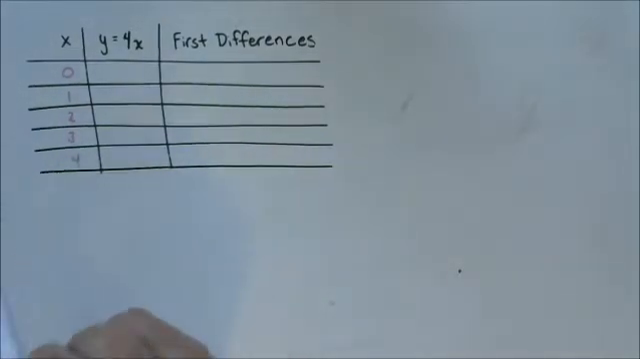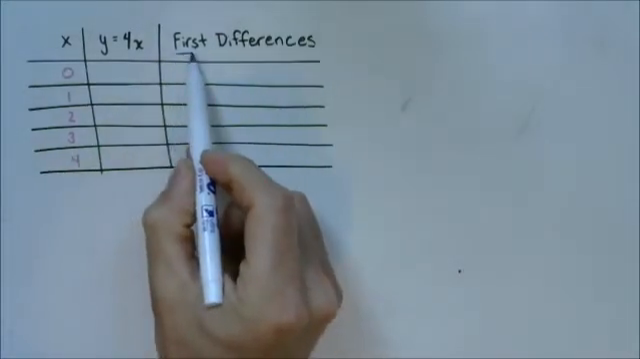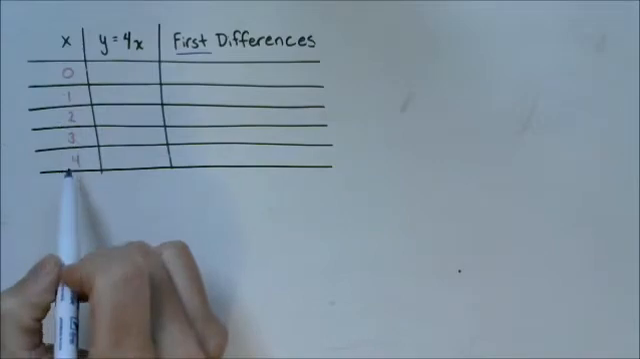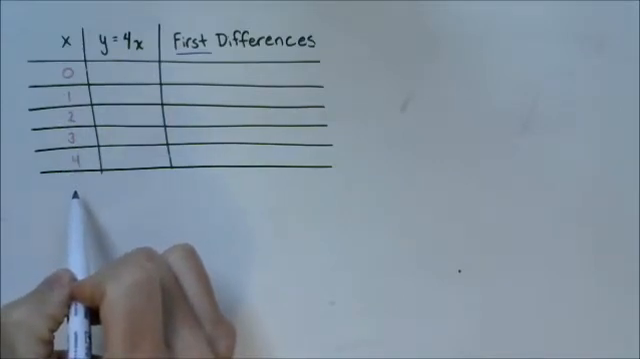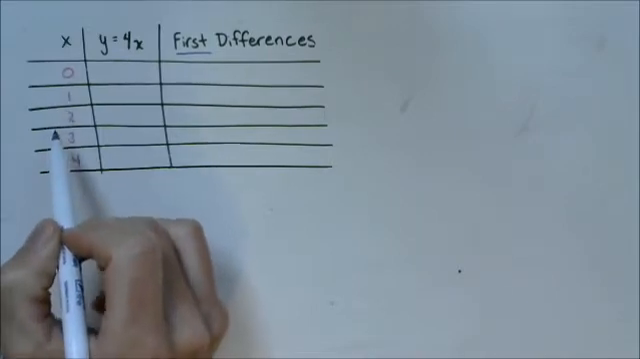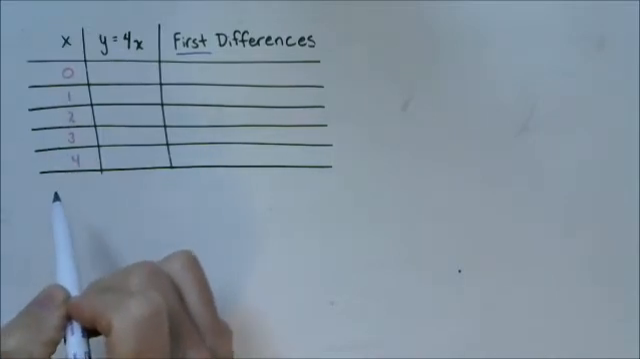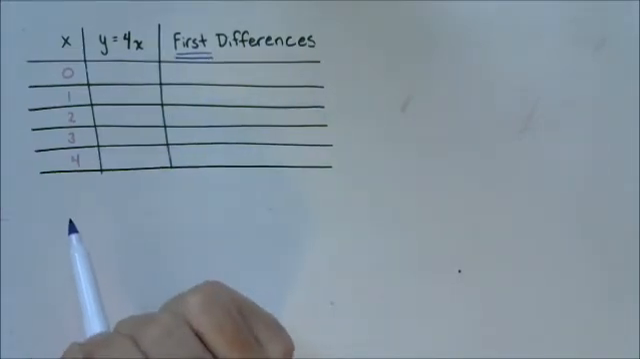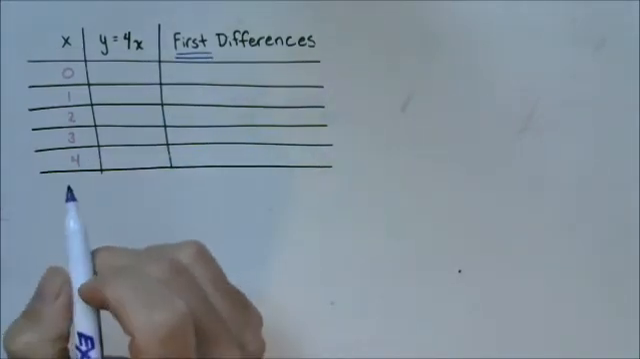So a couple things we need to notice when we're talking about first differences is that the numbers that we've chosen for our independent variable, the x column, all go up by 1, okay? From 0 to 1, from 1 to 2, from 2 to 3, from 3 to 4, okay? That's important if we're going to get any actual accurate information out of our first differences column.